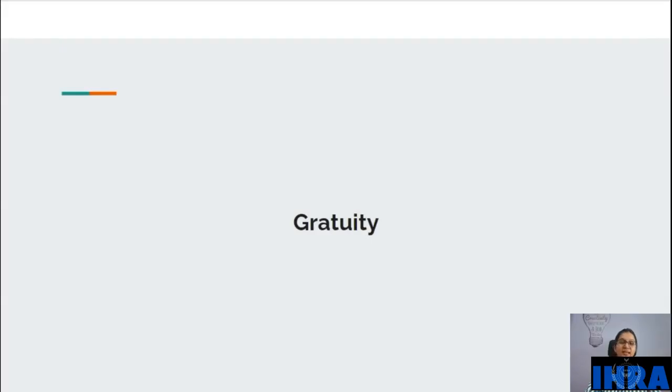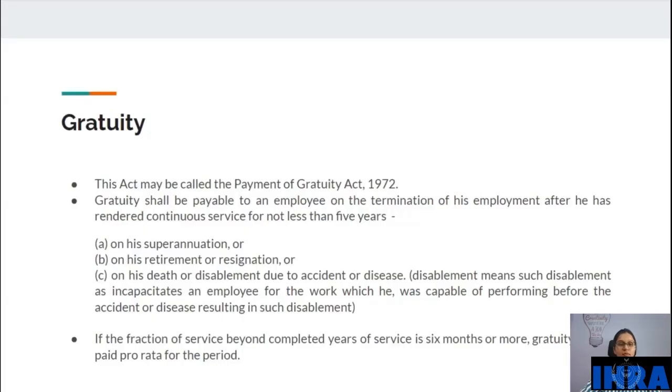Hi, welcome back. In this lecture, we'll talk about a very important topic in Indian payroll management, that is gratuity. What is gratuity? Gratuity is a sum of amount which is given to you by your employer if you have worked in an organization for 5 or more years. We'll see more details about this.